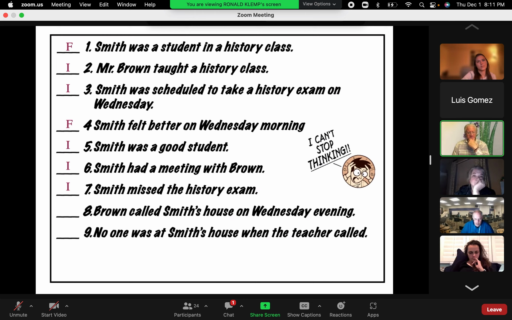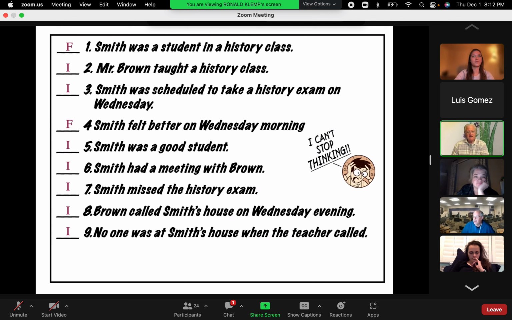Also, when it says the teacher called Smith's house on Wednesday evening, we can't assume, again, that the teacher is Brown, so that's an inference right there. And now that you all have call waiting or caller ID, you can make an assumption that no one was home, but they might have been home, they just didn't answer the phone, the same way we do when we're getting a call for a new auto warranty or something like that, right?